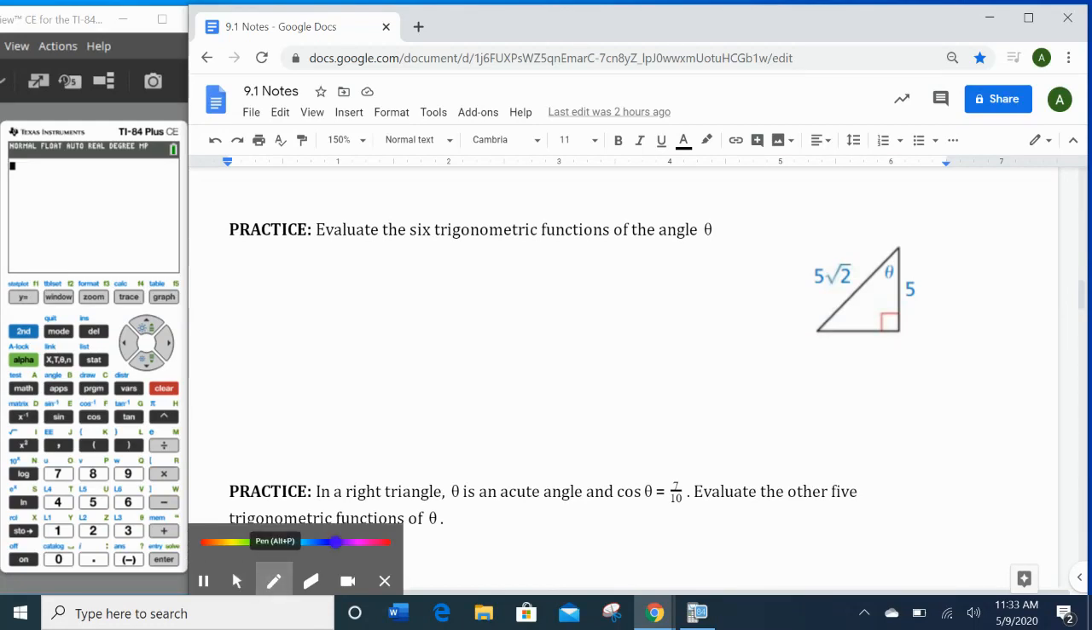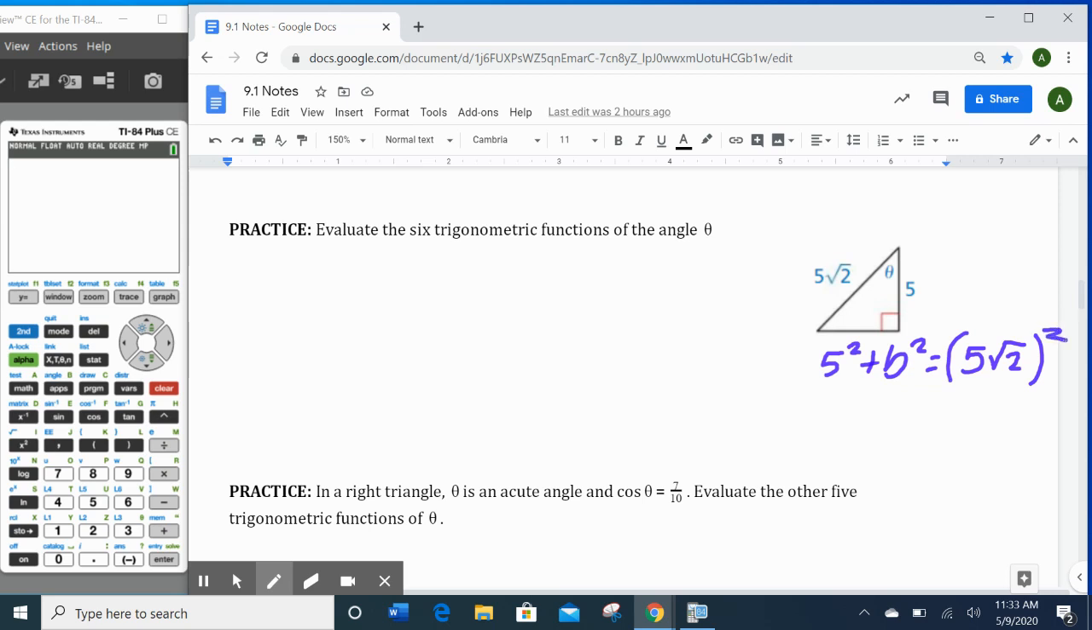All right, so finding the third side of this triangle, the 5 root 2 has to be the c, the hypotenuse. So 5 squared plus b squared equals 5 root 2 squared. So 5 squared is definitely 25 plus b squared. 5 root 2 squared. So 5 squared is 25. Root 2 squared is 2.